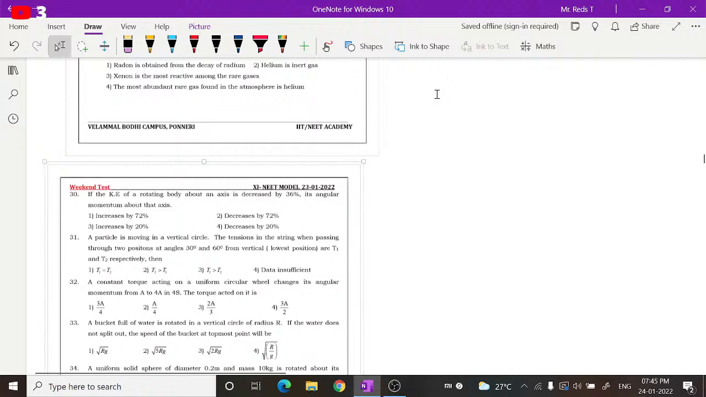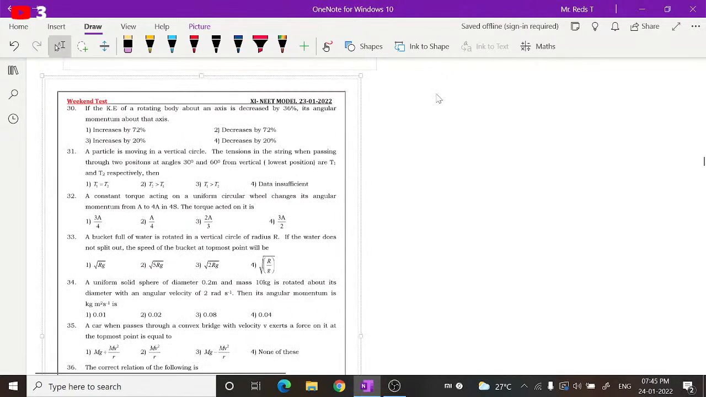So question number 31. It is given that a particle is moving in a vertical circle. The tensions in the string when passing through two positions at angles 30 degrees and 60 degrees from the vertical, that is, from the lowest position, are T1 and T2 respectively. Then which of the following relations is correct?